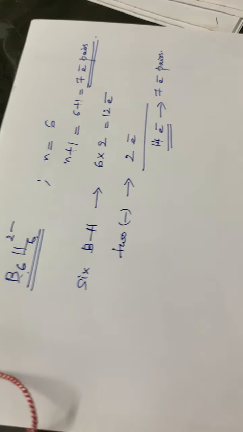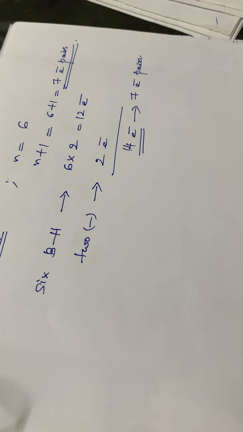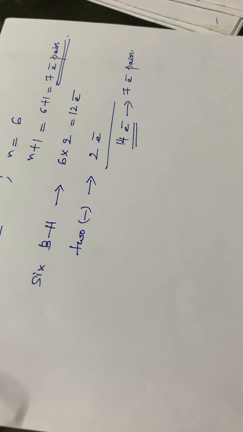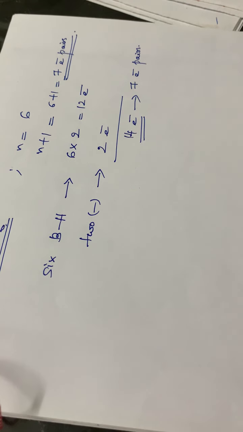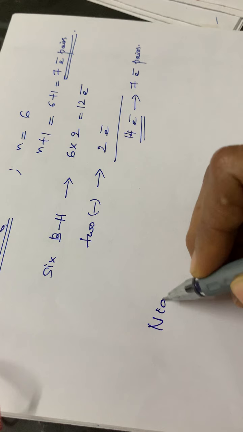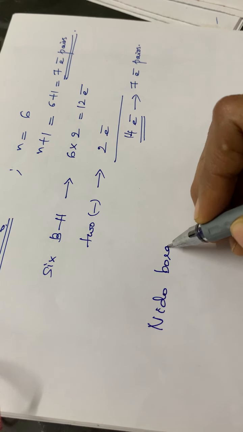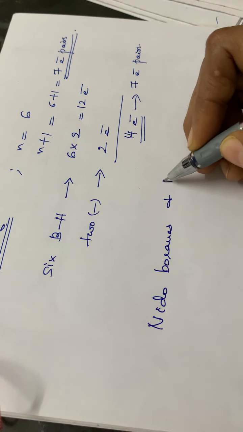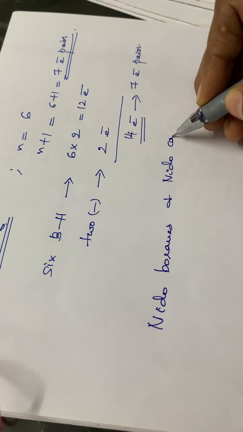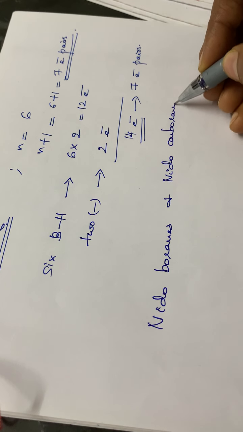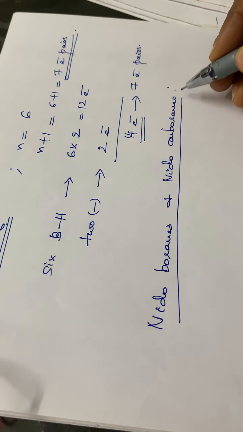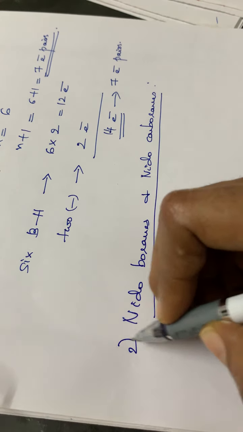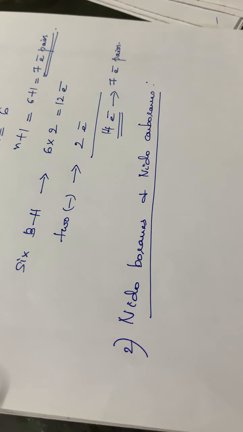This is very important, Wade's rule. You have to calculate it, and you have to study this Wade's rule also. Then the next case, that is the nidoboranes and nidocarboranes. How to calculate the number of electrons in the skeletal framework.